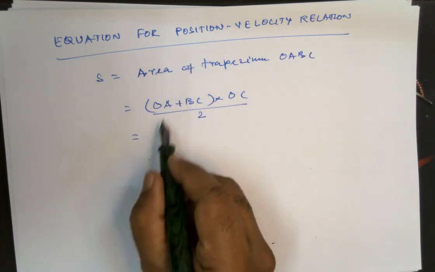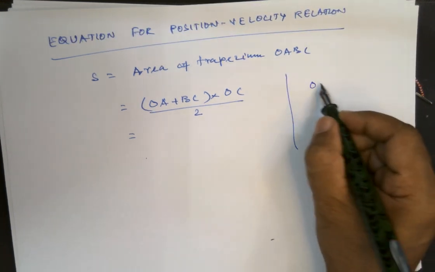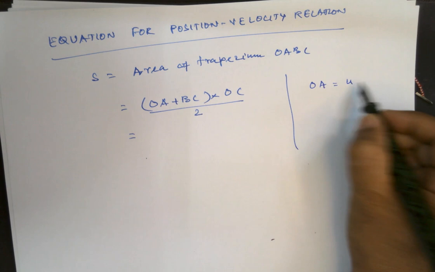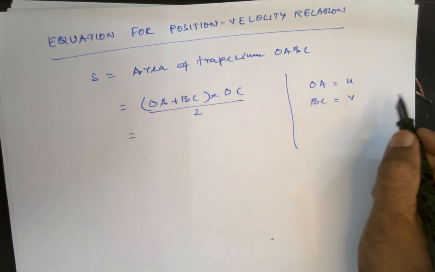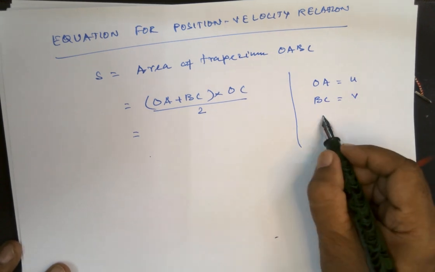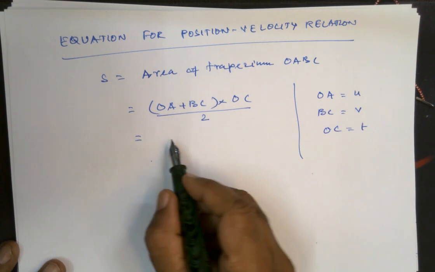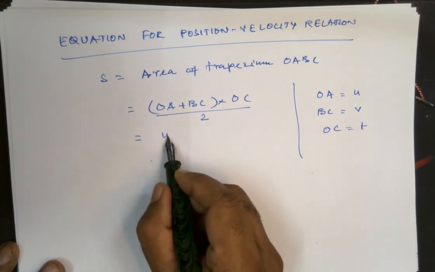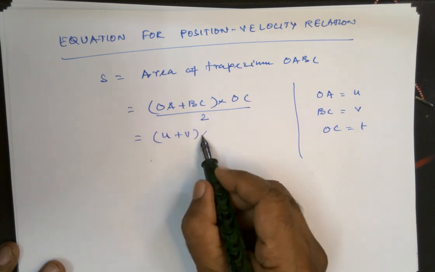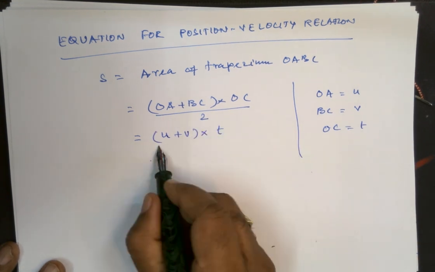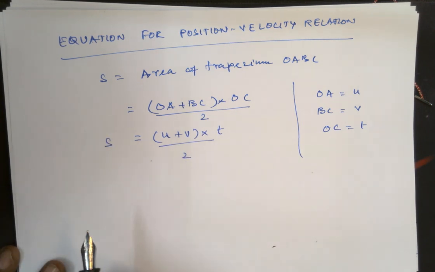Now what is OA? OA is already given as U. Please refer to the diagram. What about BC? That is nothing but V. Am I right? And what is OC? That is time. So we can have U plus V into T divided by 2, that is equal to S.